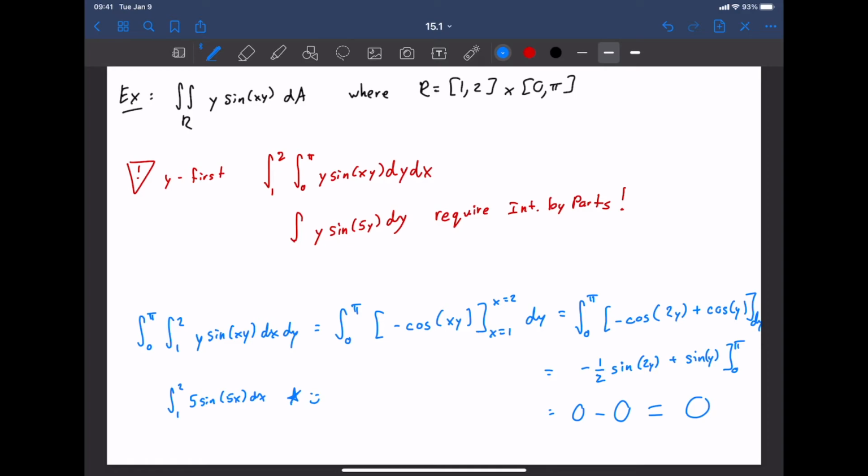This is not something you could find by doing the red integral. The red integral will also evaluate to 0, but again, in terms of being able to do it, it's a lot harder.